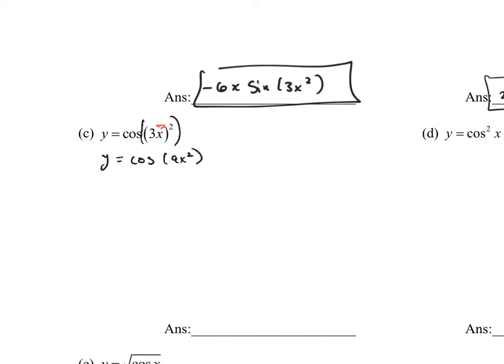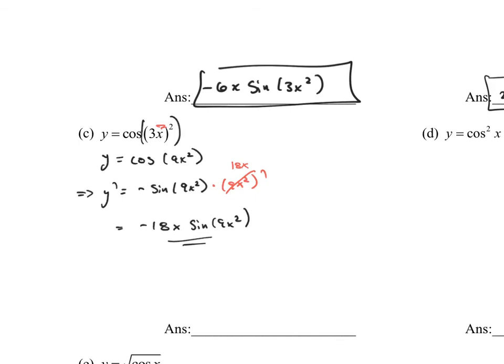Okay. So what's the derivative of cosine? Well, we know the derivative of cosine of u is negative sine of u times u prime. So that would be negative sine of the inside, which is 9x squared, but never forget to multiply times the derivative of the inside. Well, the derivative of 9x squared is 18x. So if we clean this up, I'm getting a negative 18x times sine of 9x squared.